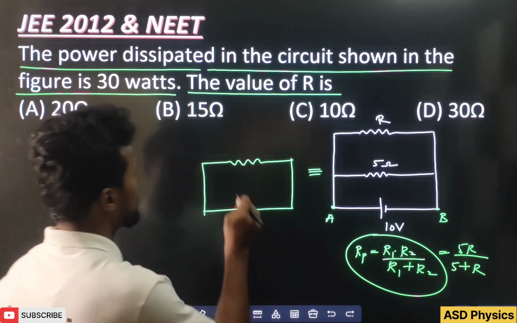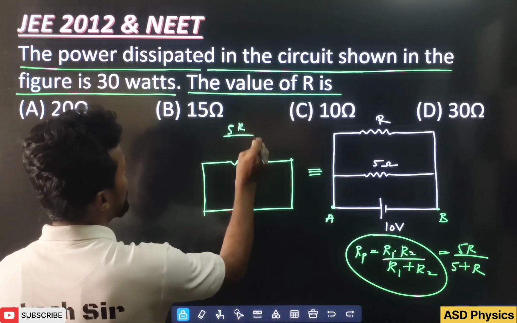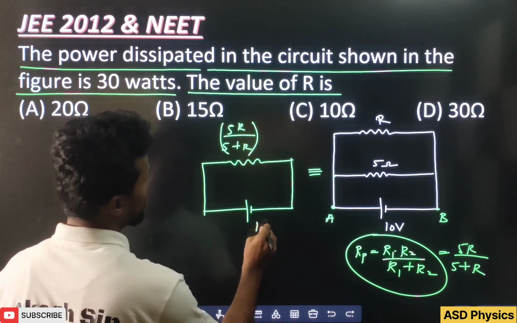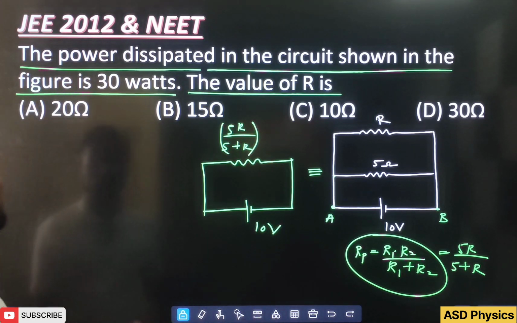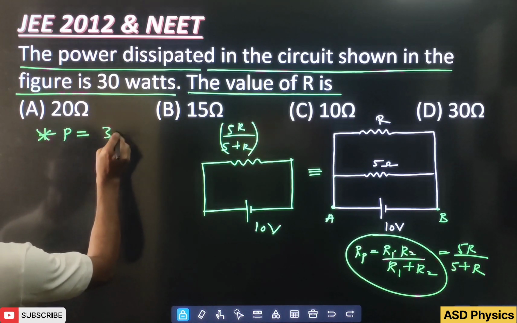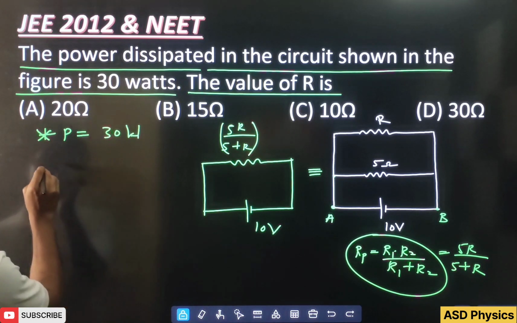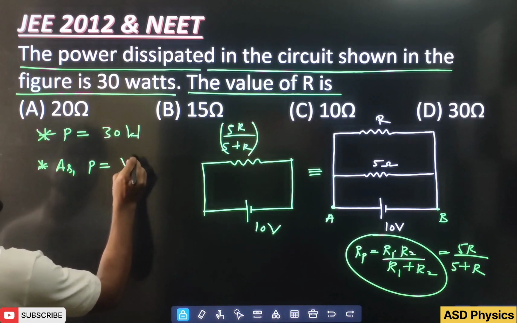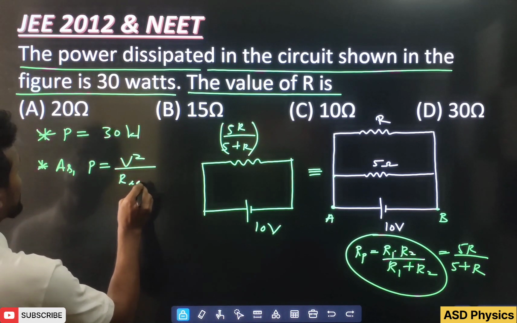Very easy. That means what is given here is 5R by 5 plus R. This is the resistance. And here 10 volt is there. And now according to the question, the power is given here, it is dissipating 30 watt. Okay, now see here please. What is the power formula? P equal to V square by R equivalent.